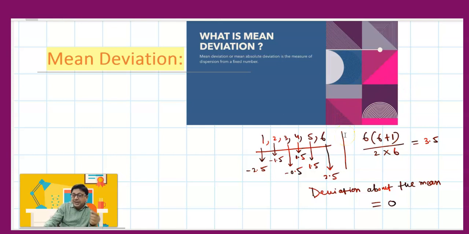But when you think about the deviations, really deviations are there. The data deviated from the mean. But how much deviation is there? That is not found as you are calculating the deviation about the mean. Their sum is going to be 0. That's why when you calculate the mean deviation about the mean or about any point, you need to take the absolute deviation.